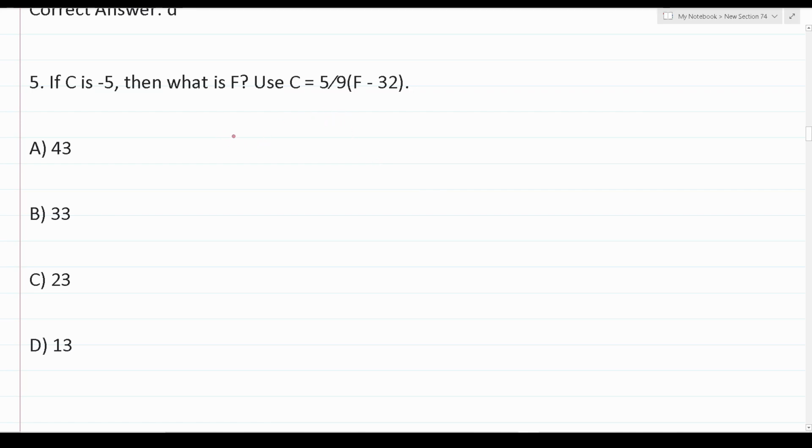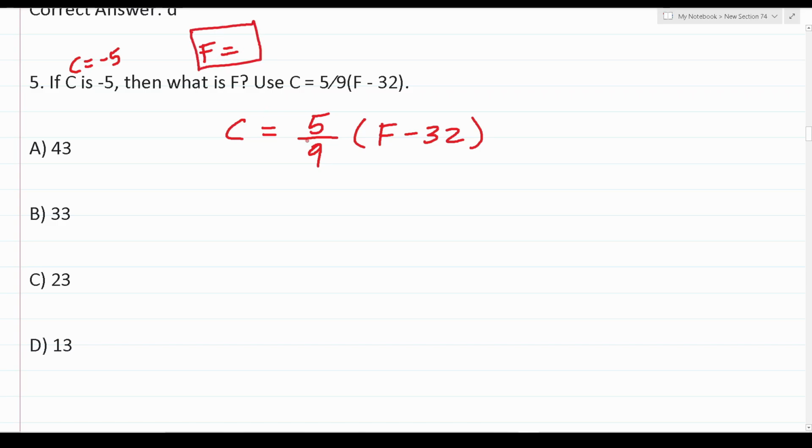Again, we're told C is equal to 5/9 times (F minus 32). We're told what C is. C is -5. And we want to solve for F. In other words, we want to get F by itself like this, F equal to something. So first things first, I'm going to plug in -5 for C. And I'm just going to copy down the rest of this formula. Again, this is 5/9 times (Fahrenheit minus 32).